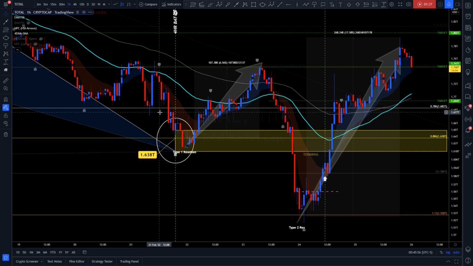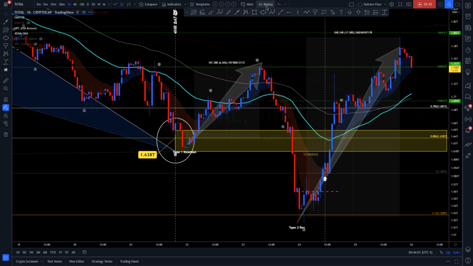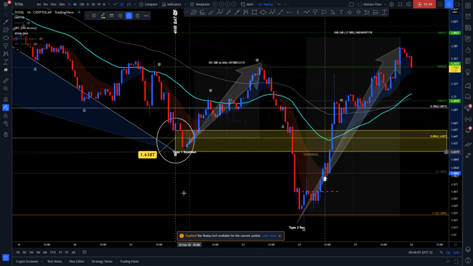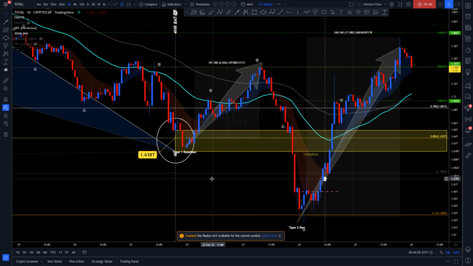time frame. Usually I go down a time frame to see what it looked like from that perspective. Well, it's not going to let me replay. We'll do that on Bitcoin. But what did the price look like at that time when it was around there?